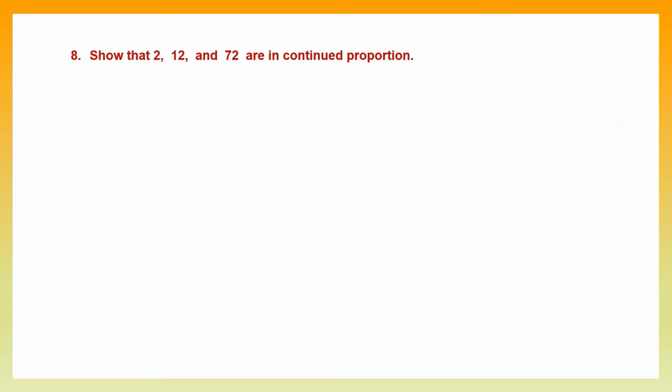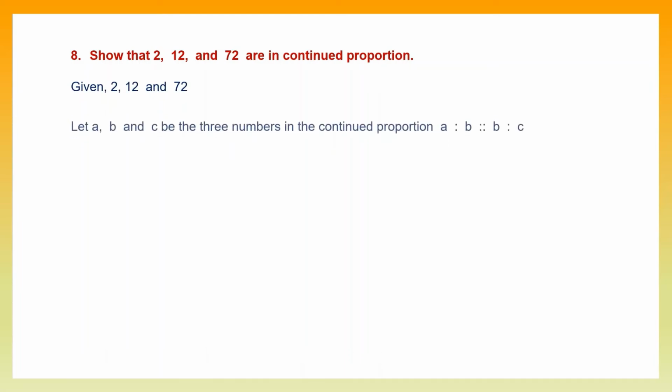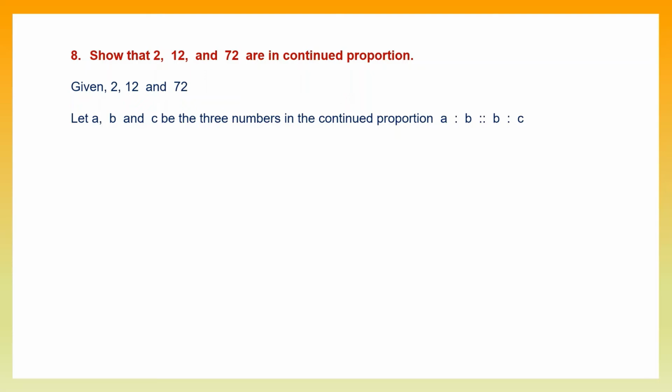Question 8. Show that 2, 12 and 72 are in continued proportion. Okay, so we've been given the numbers 2, 12 and 72. Let A, B and C be the three numbers in the continued proportion. So this becomes A is to B is in proportion to B is to C. In that case, A by B will be 2 by 12 from the numbers given.